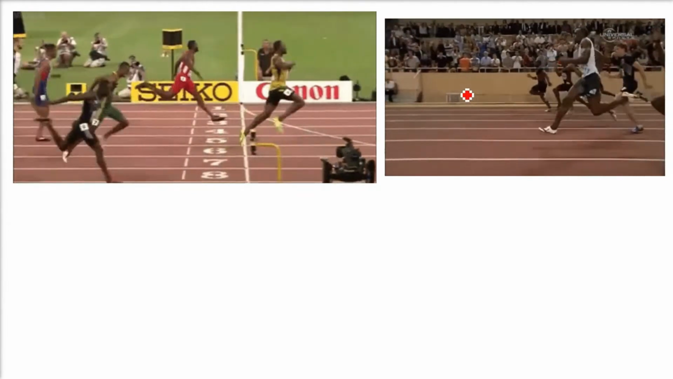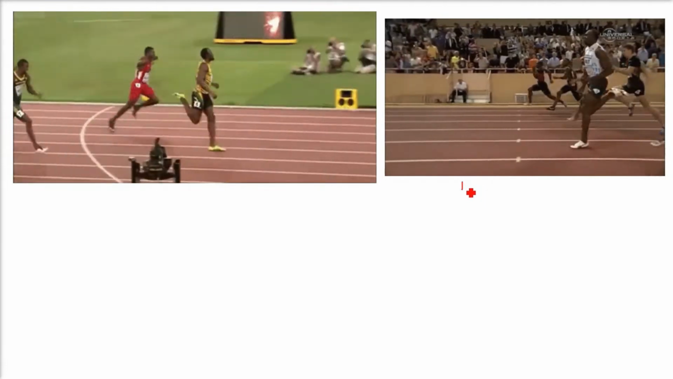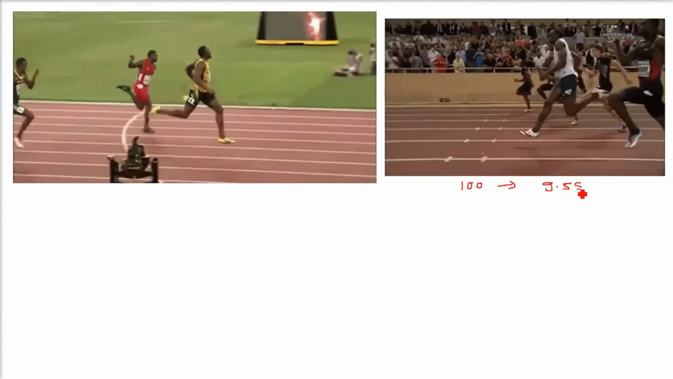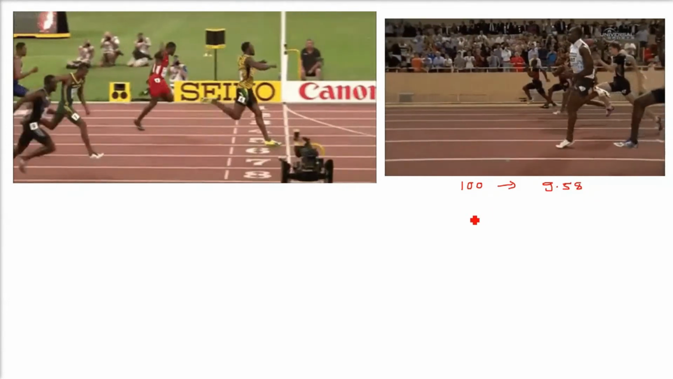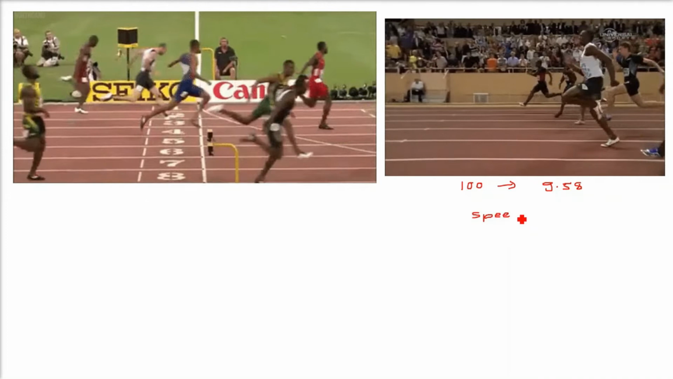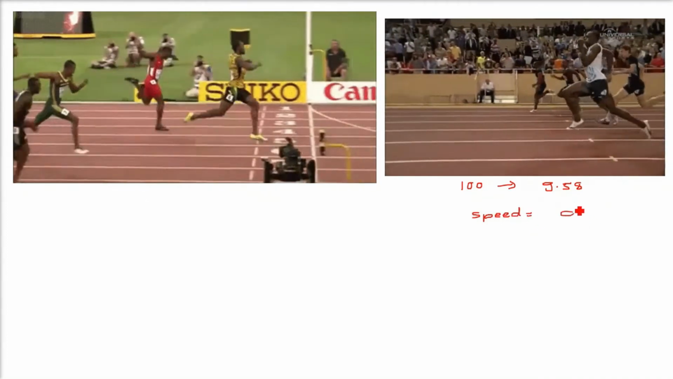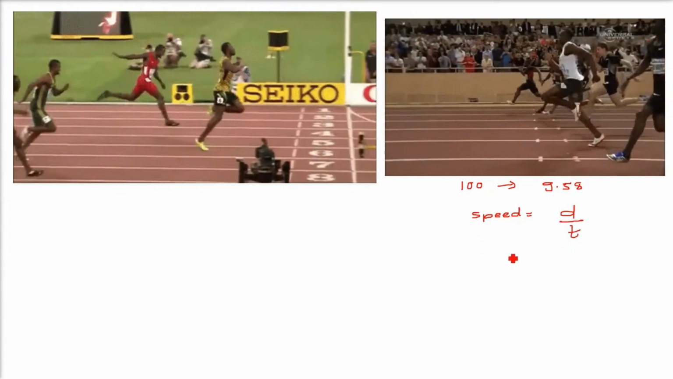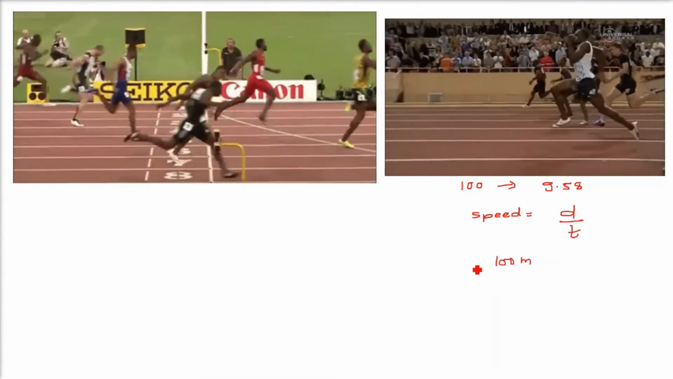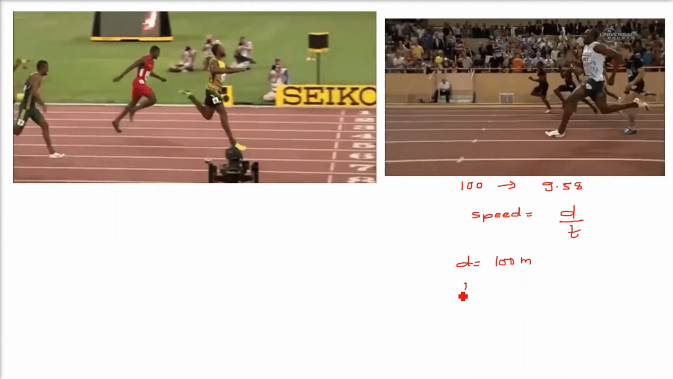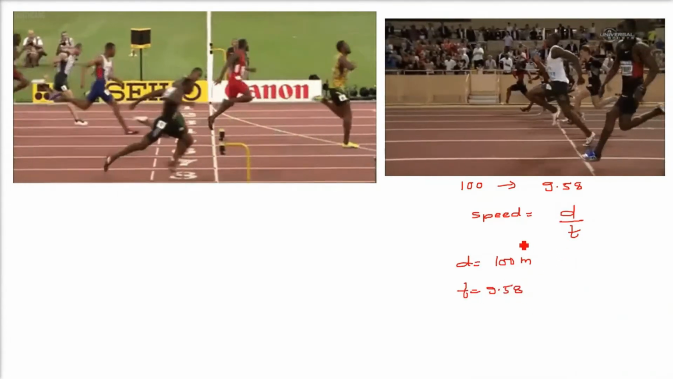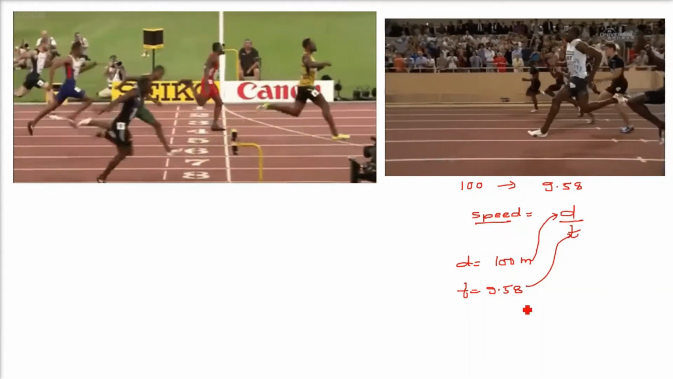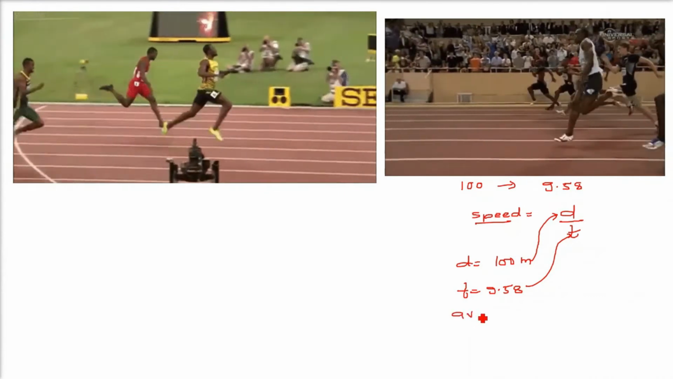Now we know that 100 meter is the distance and the time is 9.58 seconds. So the distance is known, time is known, speed can be computed. We know speed is equal to distance upon time. Distance we know, time we know. But do you think this is a speed at a particular point? No. This is an average speed. The distance if you put here, time if you put here, it will be the average speed of Usain Bolt.